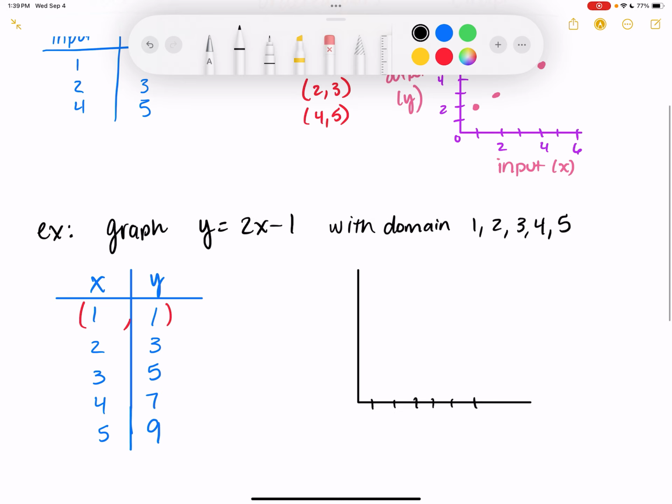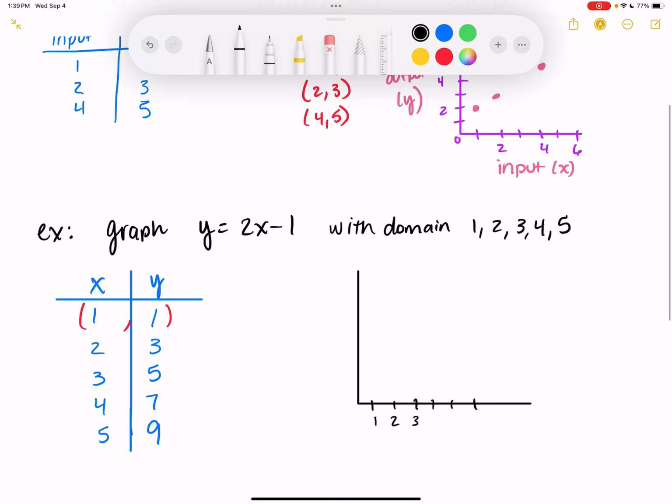So I'm going to label increments of 1 down here on the x. But on the y, I'm going all the way up to 9. So you can either count increments of 1, and you can be like, all right, that's 1, 2, 3, 4, and so on and so forth. Or you can spread them out a little bit if you want to and do like 2, 4, 6, 8, 10. Okay, I don't really care how you do it. Either way is fine with me as long as you have it labeled.